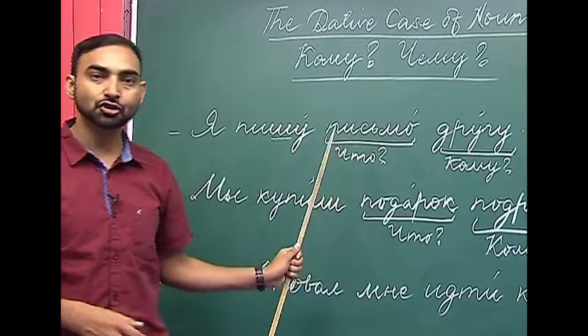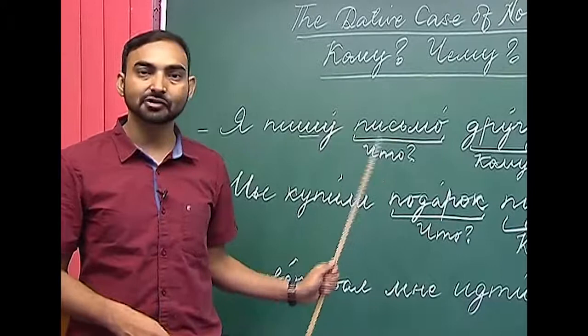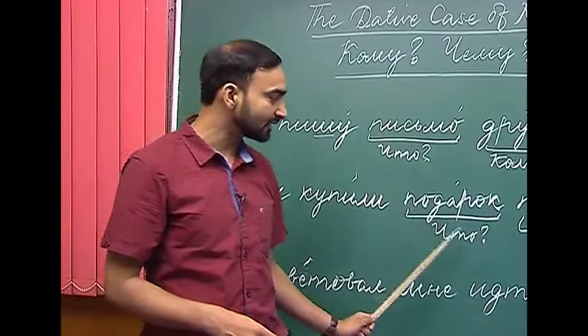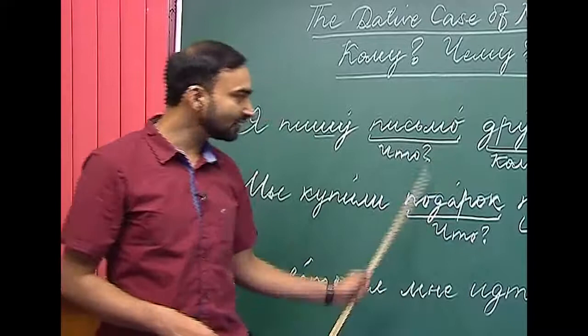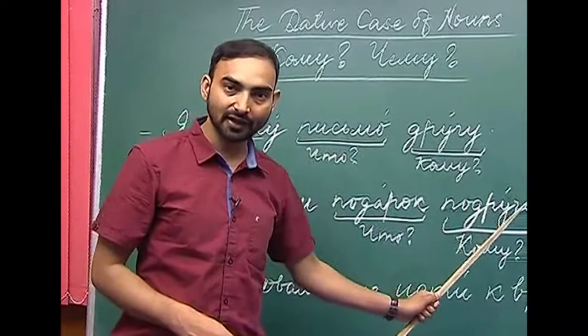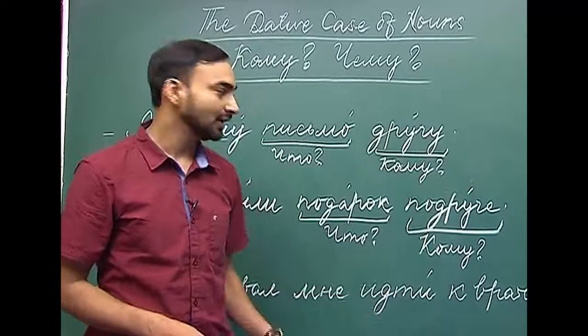and we have discussed that the nouns which answer the question shto are in the accusative case. So, here pismo and padarak, both these nouns answer the question shto. So, these are direct objects. And drugu and padruge, they answer the question kamu, to whom. So, these are the indirect objects.